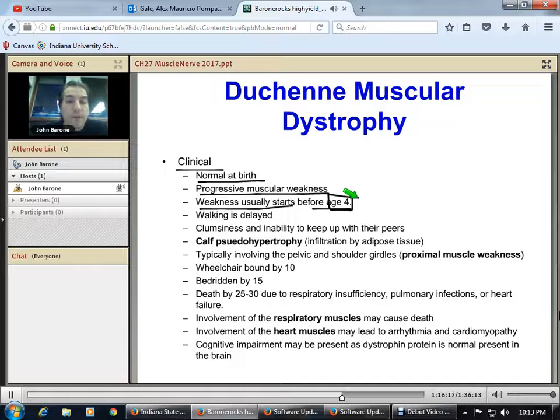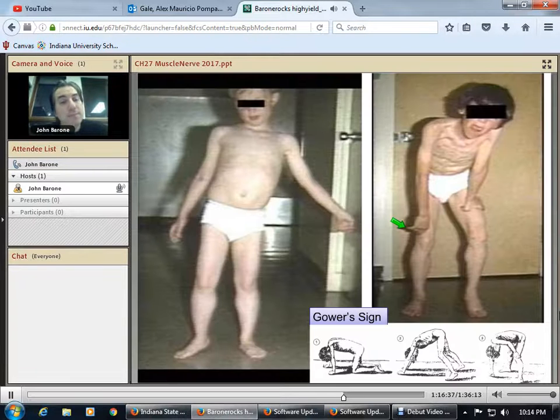You almost always know it because these kids can't keep up with their peers. Their friends are climbing on stuff, and this kid's falling. He's not keeping up. His walking is delayed compared to other kids. He's clumsy. He's falling down. He can't keep up with his friends when they go to the playground. These are the key features. The kid is missing his milestones.